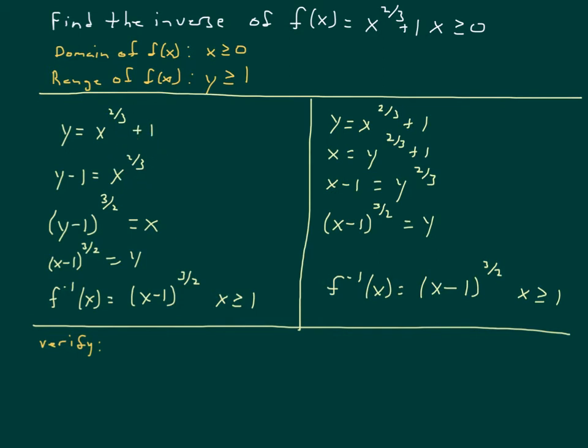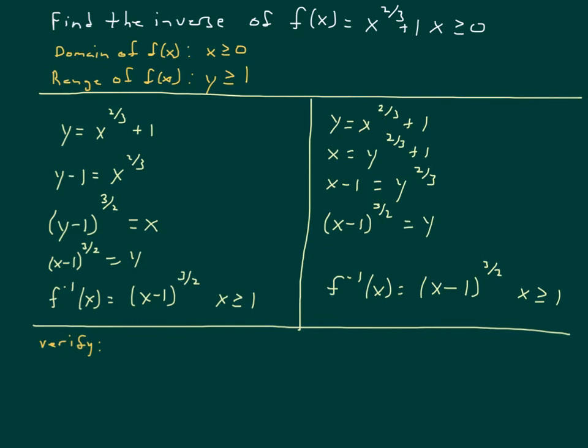I need to get rid of the exponent. So what I'm going to do is raise both sides to the 3/2 power. So I'll get y minus 1 to the 3/2 is equal to x. At this point, we switch the x and y. So I get x minus 1 to the 3/2 power equals y. And this is now the inverse. F inverse of x is x minus 1 to the 3/2 power.